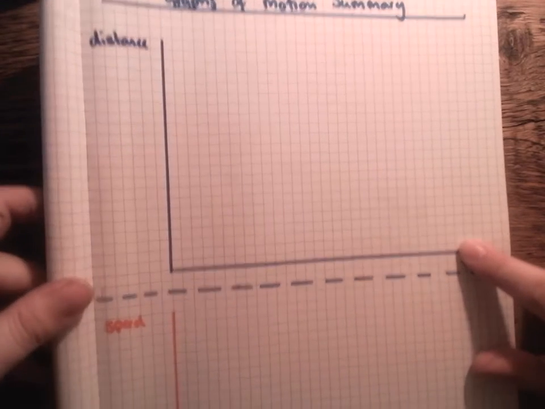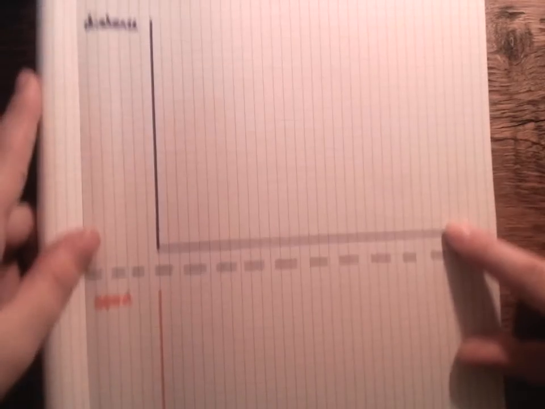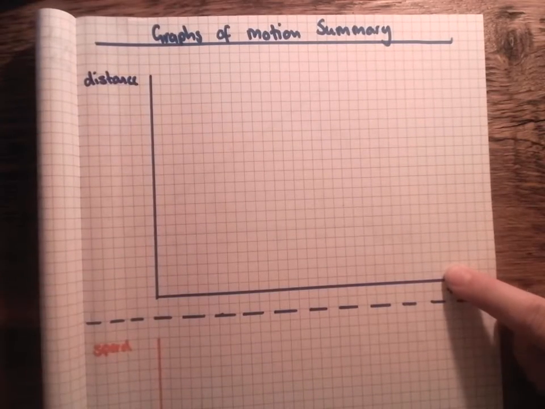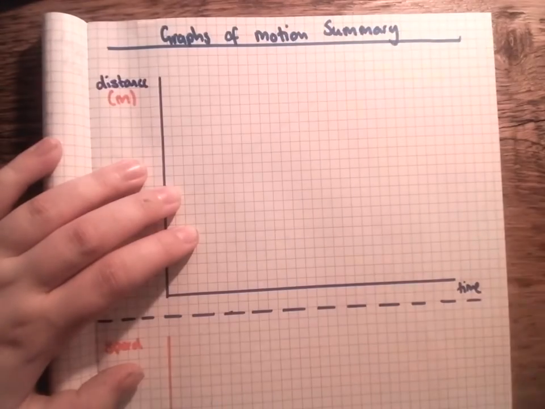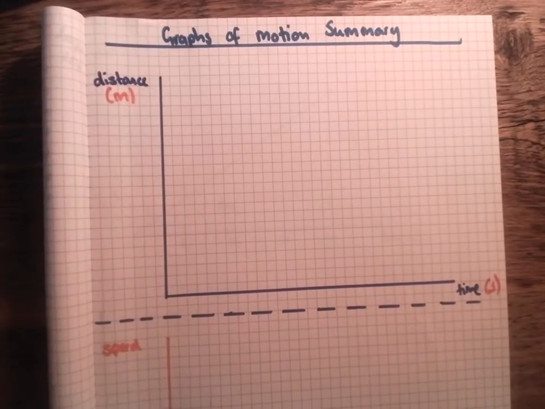Another video that I'm going to do is also on speed time graphs, and they are interpreted a little bit differently, okay? So with this one, we're going to have distance time graphs, so my distance should be in meters and my time will be in seconds.